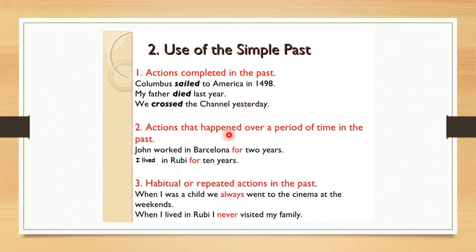Actions that happened over a period of time in the past. For example, John worked in Barcelona for 2 years. I lived in Rome for 10 years. And habitual or repeated actions in the past. When I was a child, we always went to the cinema at the weekends. When I lived in Rome, I never visited my family.